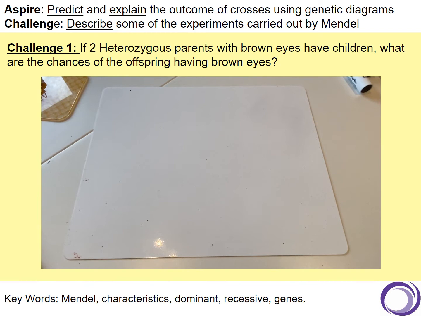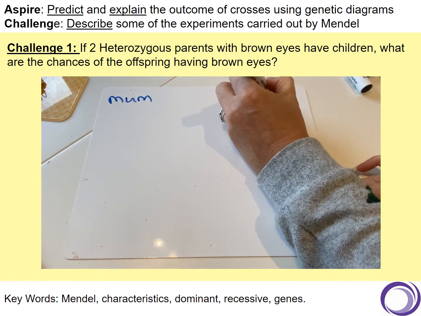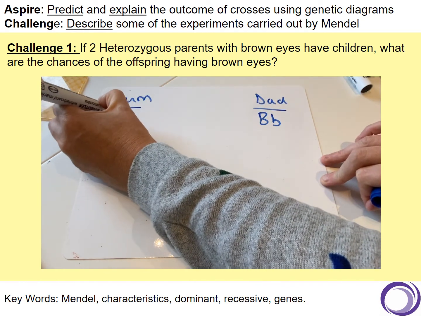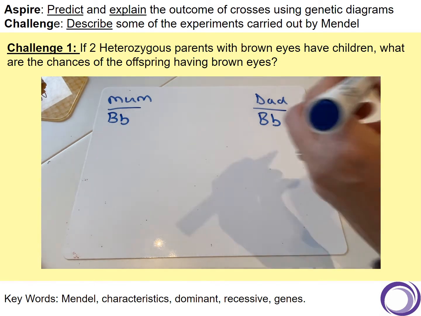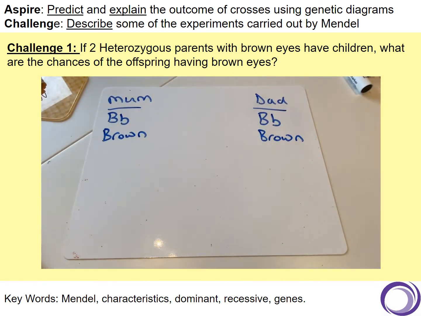Okay, so challenge 1 asks you to work out the possible chances of the offspring having brown eyes if two heterozygous parents with brown eyes have children. The key in the reminder box reminded you that brown was dominant. So you've been told that both parents are heterozygous. So if we start off just by making a note of mum and dad, remember heterozygous means different. So let's use the letter B. So it'll be one big B and one little b because they are different. The phenotype of both parents will be brown. Remember, phenotype means what characteristic is actually displayed, because brown is dominant and you only need one dominant allele.